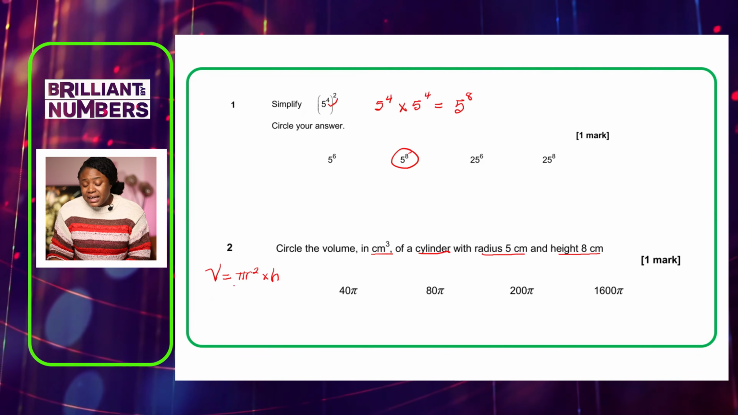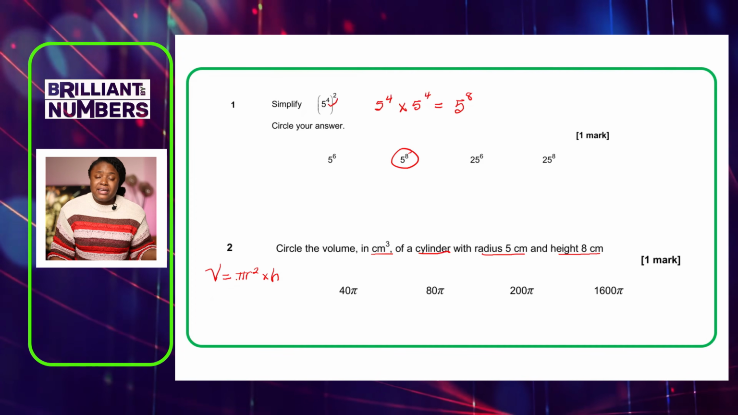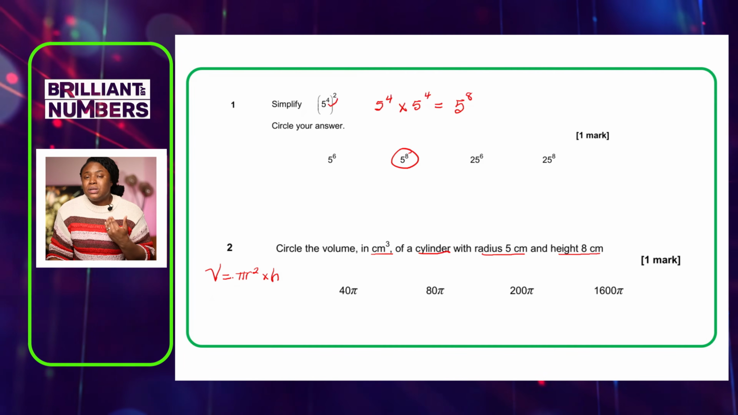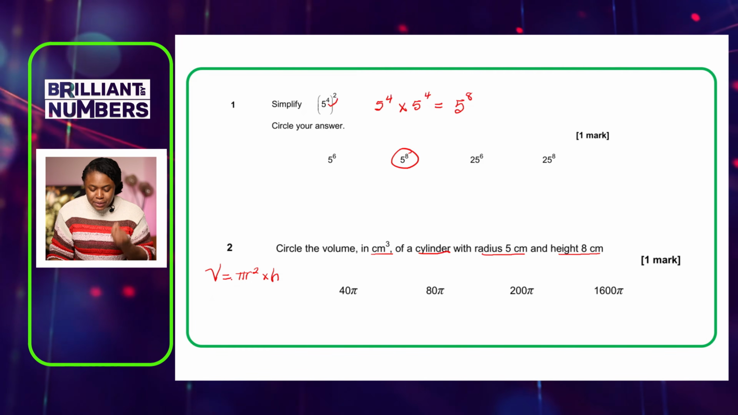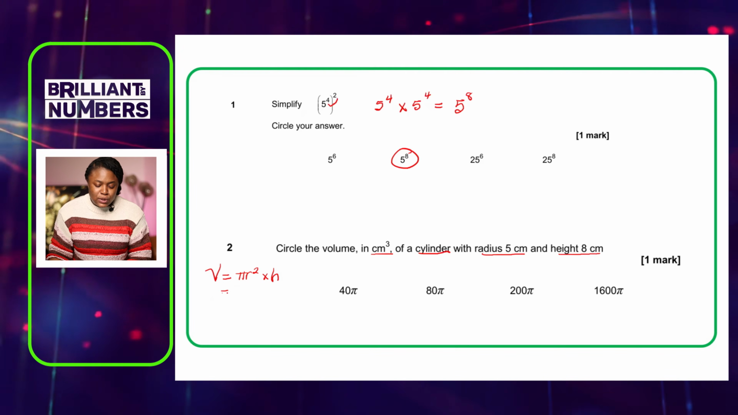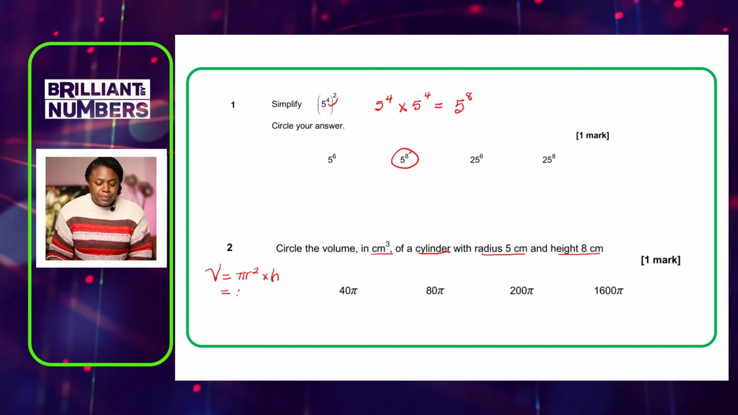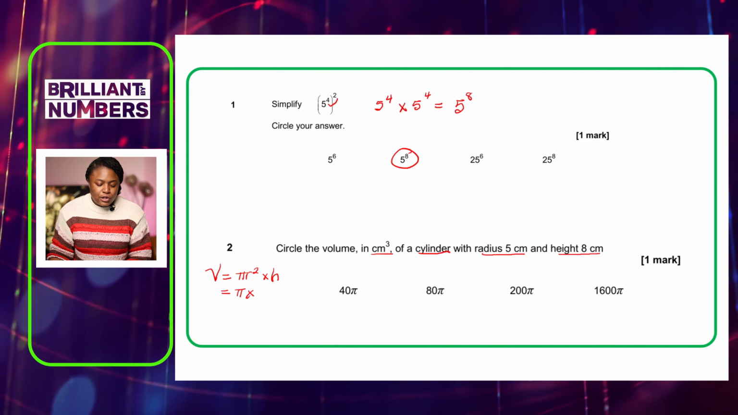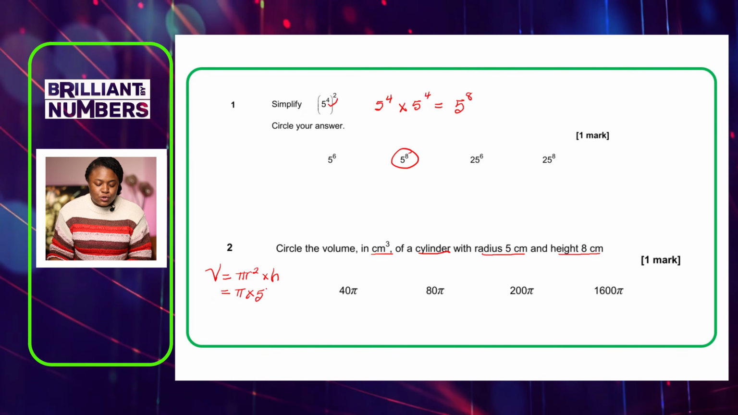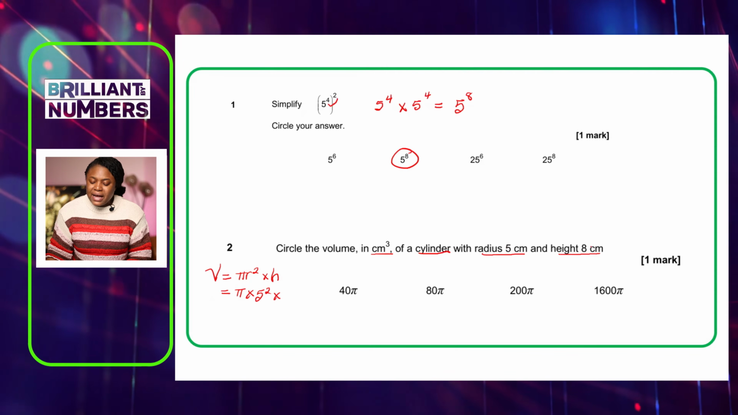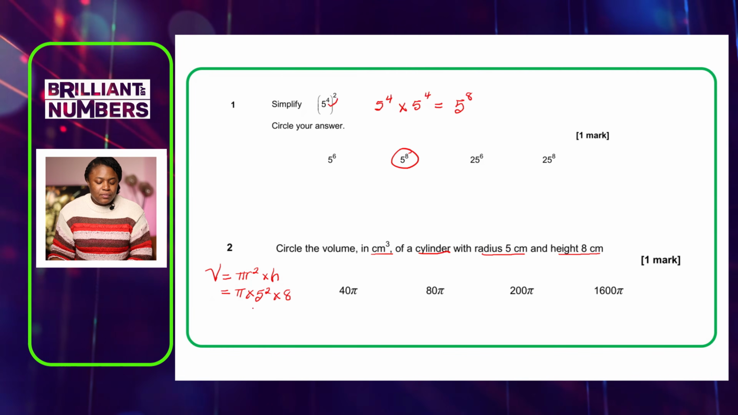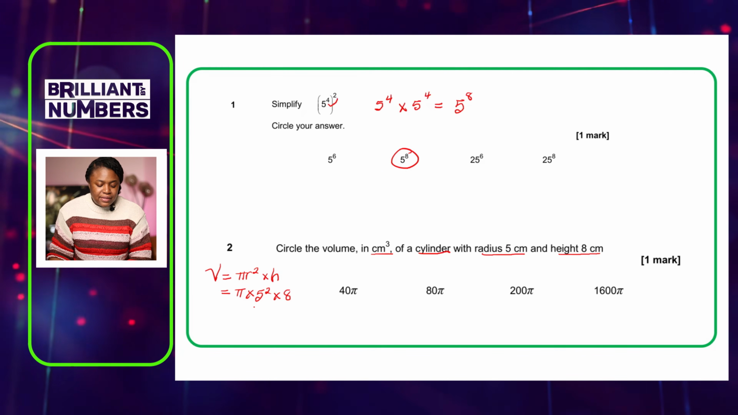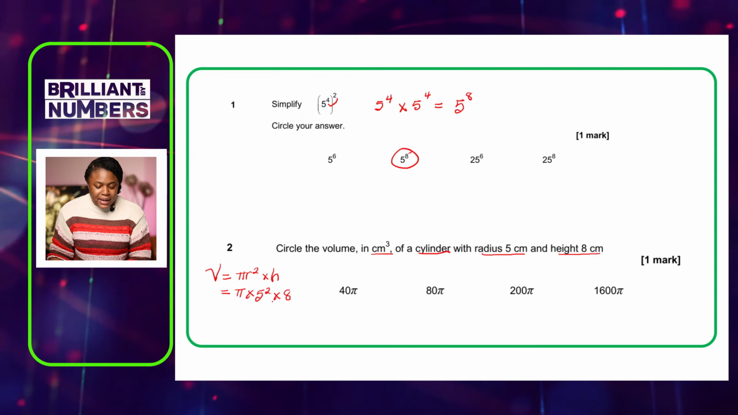It's a calculator paper. You would have put this in your calculator. However, this is your non-calculator paper, so your answer will be represented in terms of pi. So we go ahead and we substitute. So we've got pi times our radius given here, which is 5. So we substitute r for 5 squared times the height given, which is 8. So we go ahead, 5 times 5 is 25, and then we need to multiply 25 by 8.